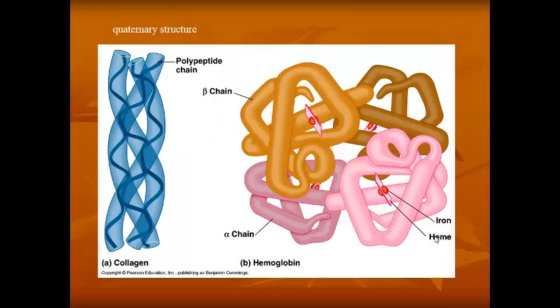Some proteins are made up of only 2 polypeptide subunits. We call them dimers. Some are made up of 3. Here you see an example of collagen, which we're going to talk about in a minute, made up of 3 polypeptide subunits. Kind of looks like a rope all twisted together. Some proteins are made up of 4 polypeptide subunits. Here you see hemoglobin, which we'll also talk about in a minute.